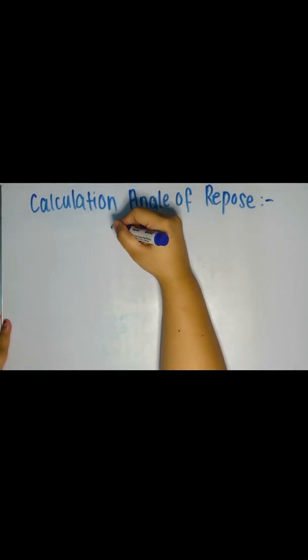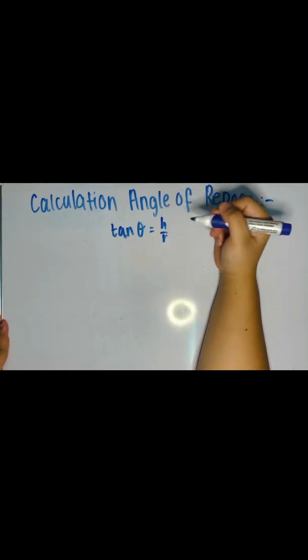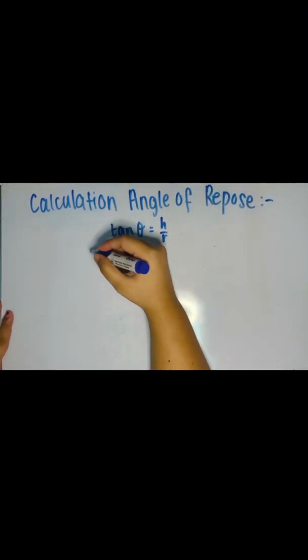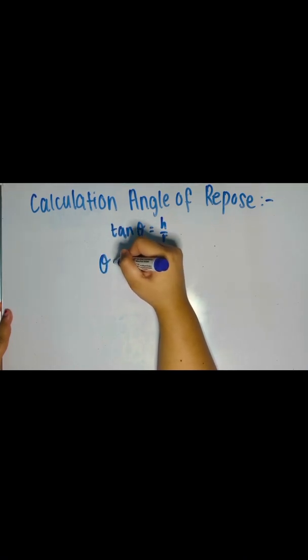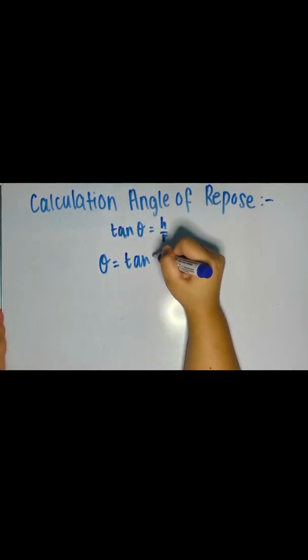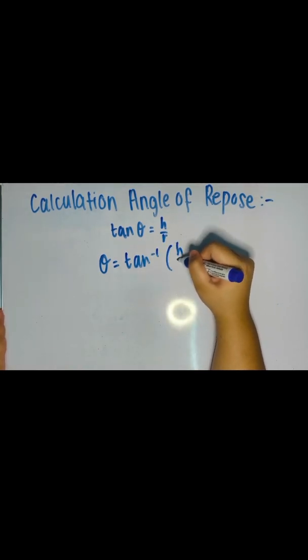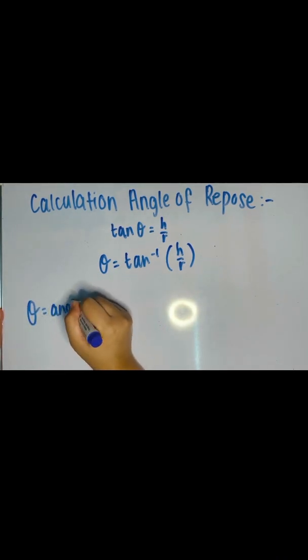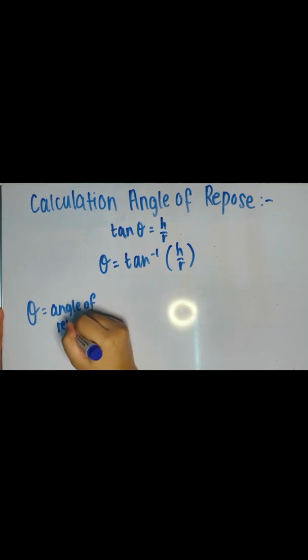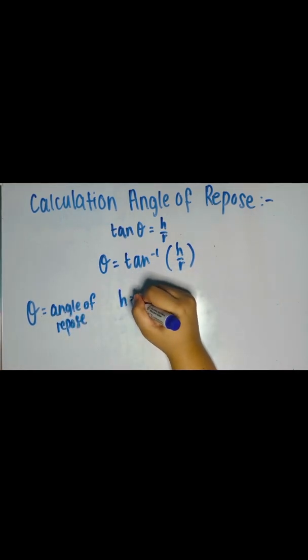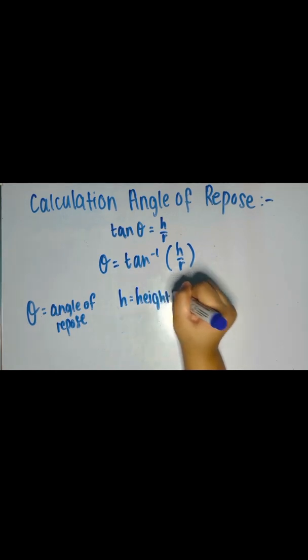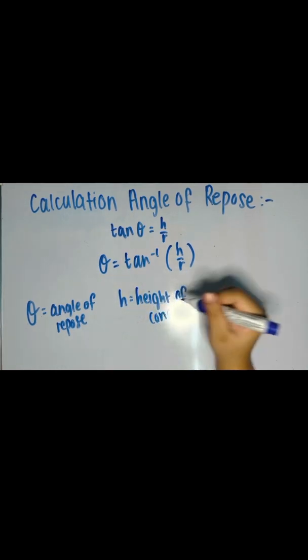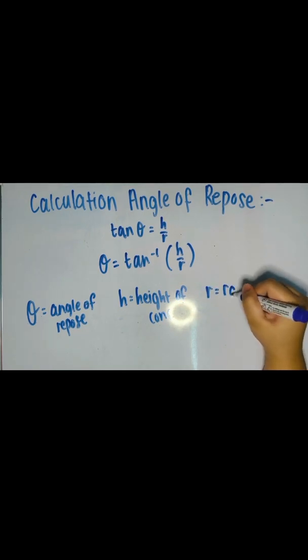So for the calculation of angle of repose, we are based on the formula tan theta equals h over r. After we derive the formula, we will have theta equals tan inverse of h over r. So theta here is the angle of repose, h here is the height of the cone, meanwhile r here is the radius of the cone.